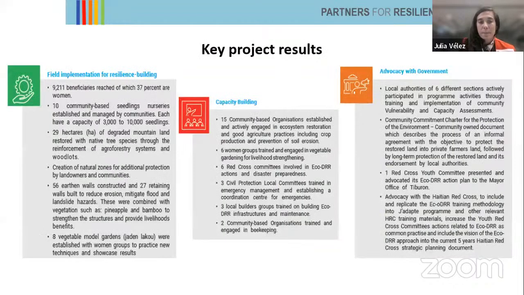Next slide, please. Yeah, the project outcomes are, as we have seen, also focused on the community resilience and the government capacities.